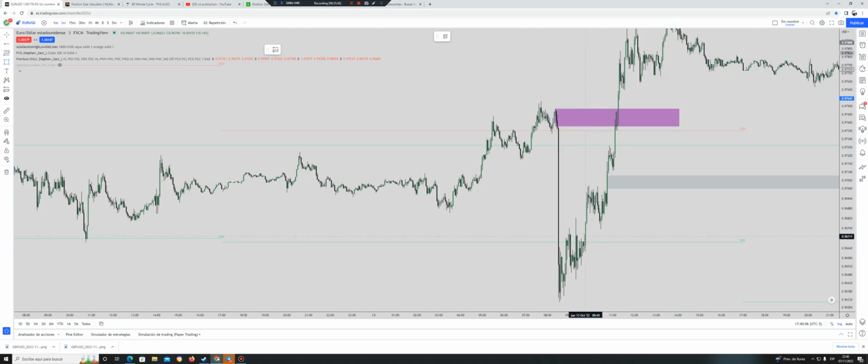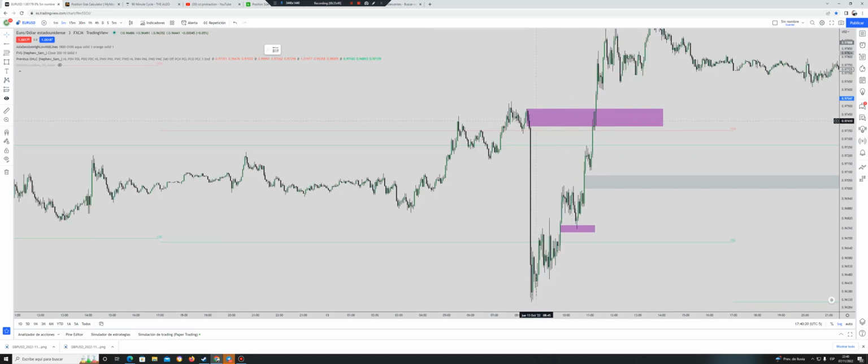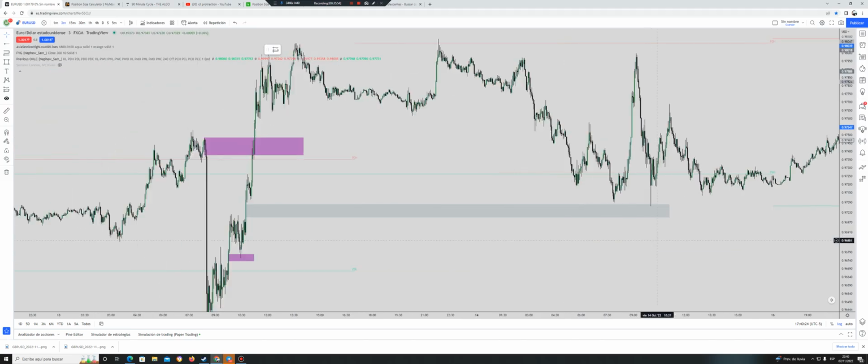This is from 10, but 10 is here. We can't do anything here. We wait 30 minutes. We wait for price to tap into the fair value gap. At 10:30, there is the buy, to liquidate the big move from 8:30. I'm going to show you another example here.